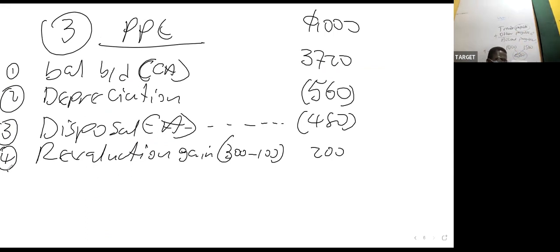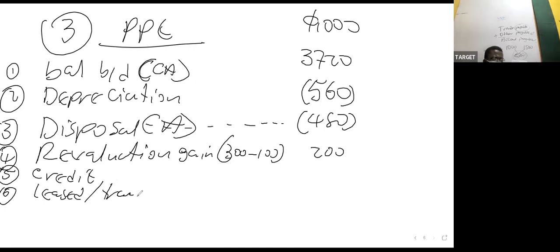So the number 5, and then number 6 is the one that we don't have in this question. It's a credit. And then the lease or transfer. They can transfer assets from Tamale to Bolga, from Accra division to what? Nigeria division, from Yendi to Walewale, all of them. Wherever they are moving it from, you subtract. Wherever they are getting it, you add.